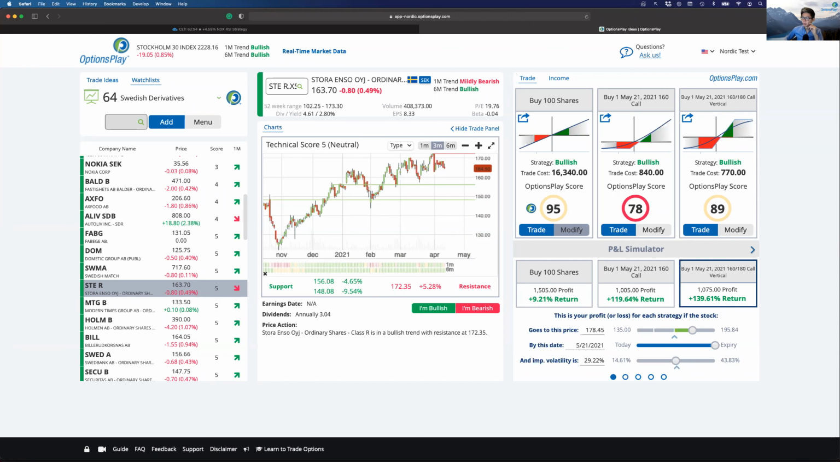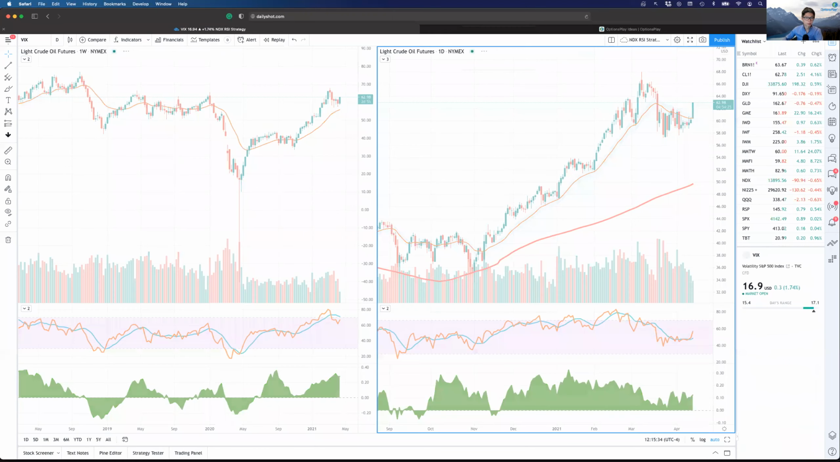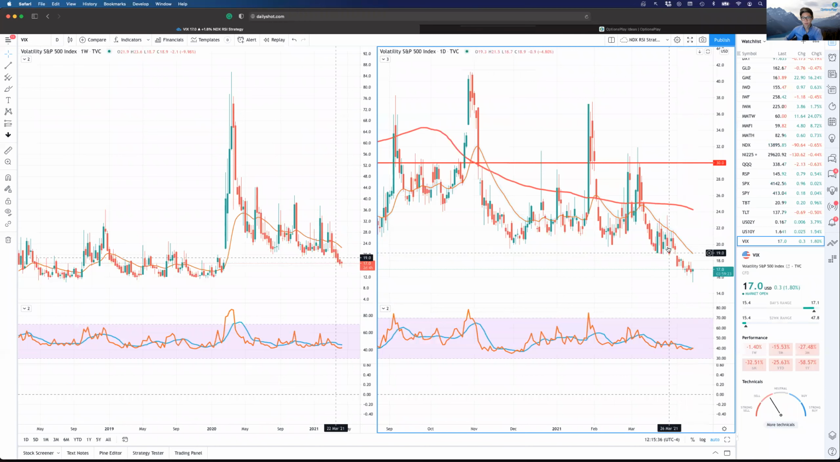Sigvard's asking, do you have any comments on VIX and skew index? I'm not sure that I really have a big comment here on the VIX. The VIX has been very quiet here at the $17 level.